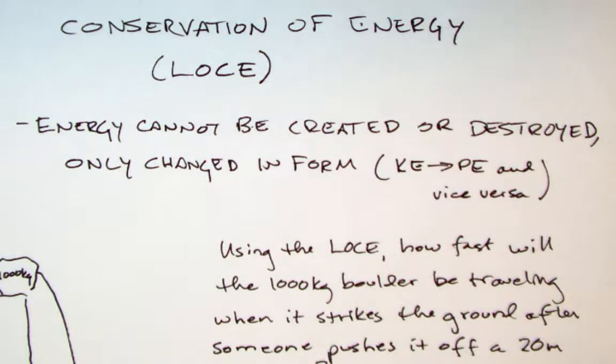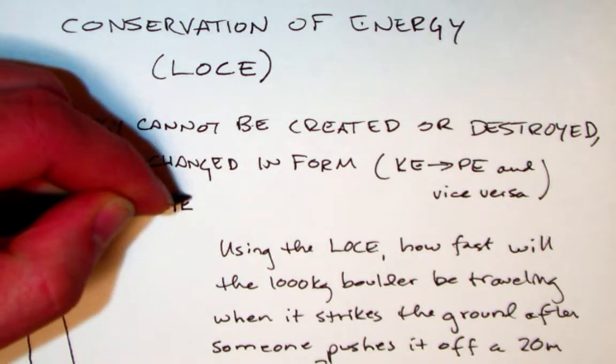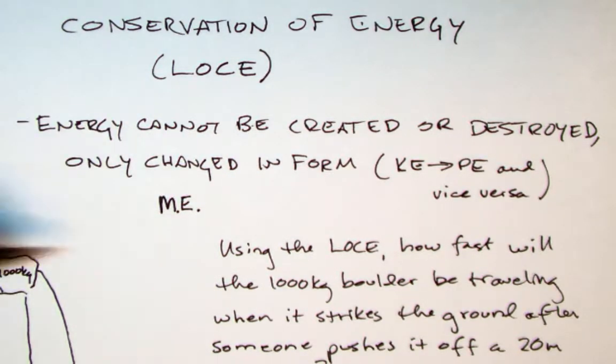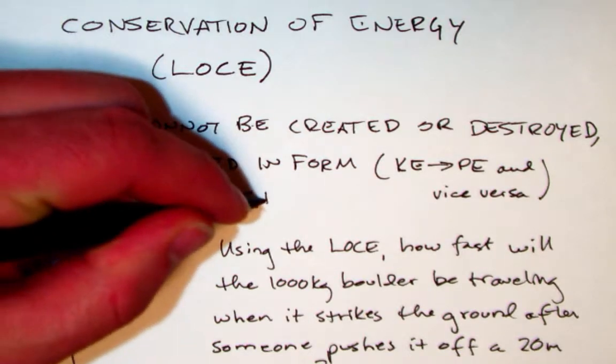So you can have an object that has potential energy, but it starts to fall down. As it starts gaining speed, it's gaining kinetic energy and losing potential energy, but the total amount of energy is still there. We call the sum of kinetic energy and potential energy the mechanical energy. So I can write that as ME, mechanical energy, equals kinetic energy plus potential energy.